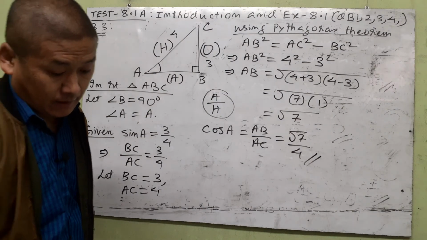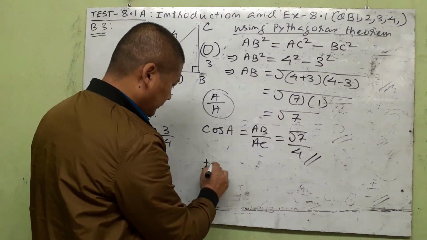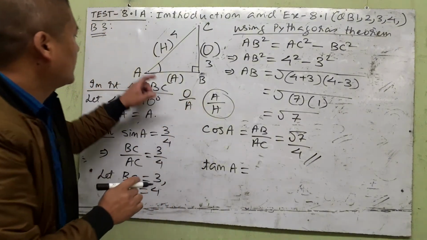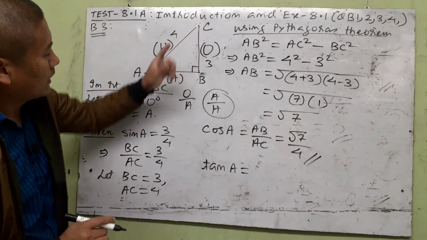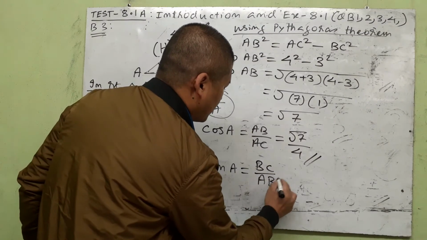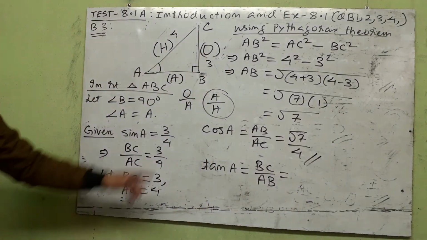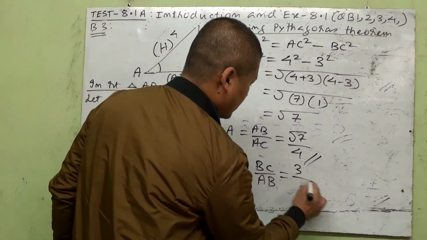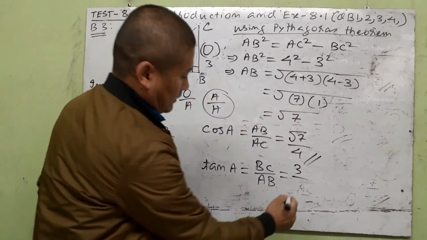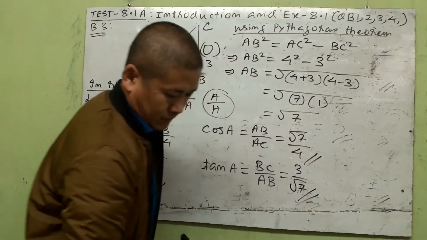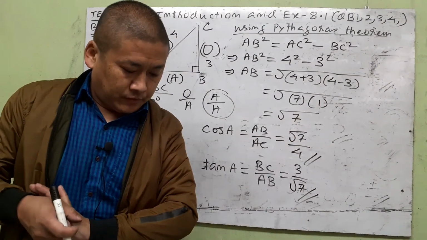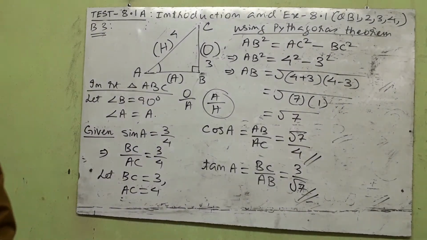Next one is tan A. Tan A is opposite by adjacent. So opposite to A is BC, adjacent is AB. So BC by AB. BC is 3 units, so 3 divided by adjacent AB, which is root 7. So 3 by root 7, and the first one is root 7 by 4. So that's your answer. One more question, let's see whether we can complete.